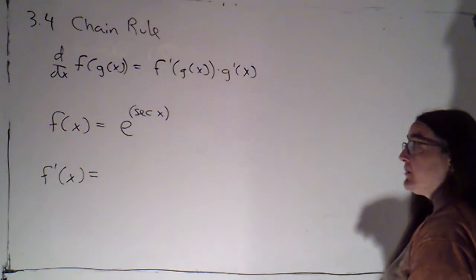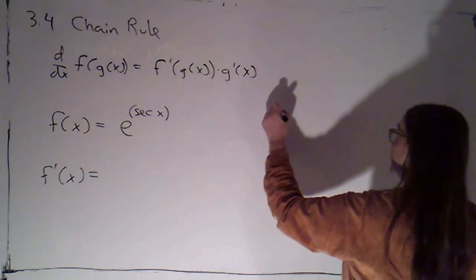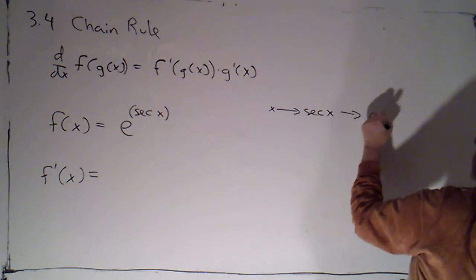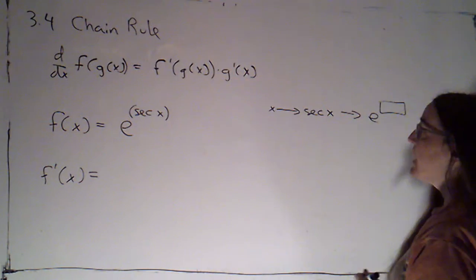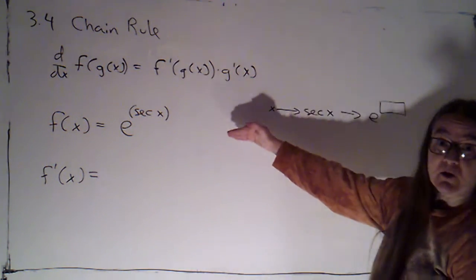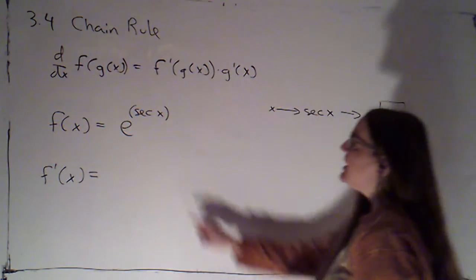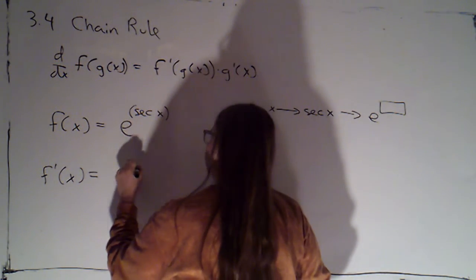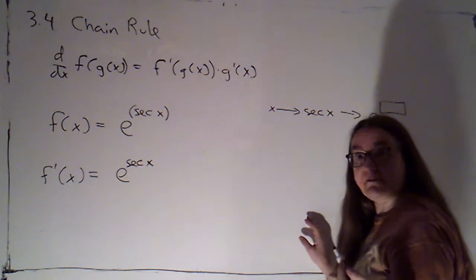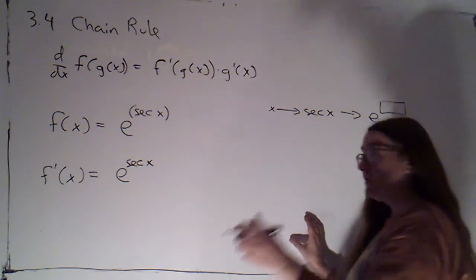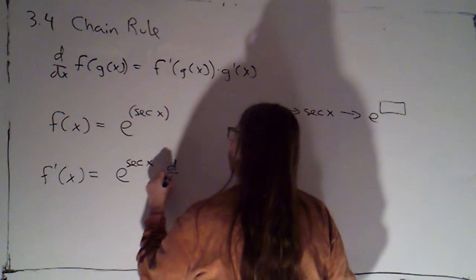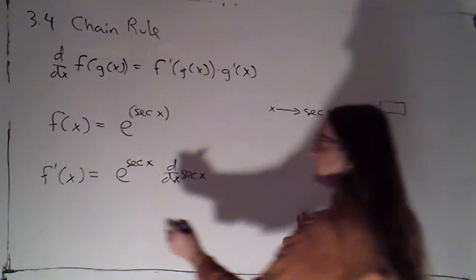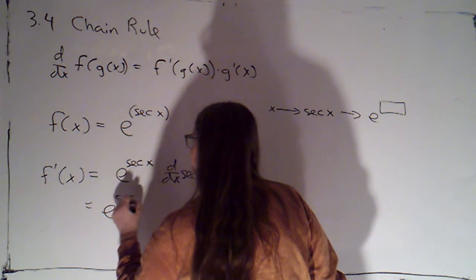If I were evaluating this, I would start with x, then I would plug in secant of x, and then I would take e to that power. So I'm going to be working backwards as I take the derivative. The derivative of e to the something is e to the something. So that's just going to be e to the secant of x, chain rule times the derivative of the inside part.